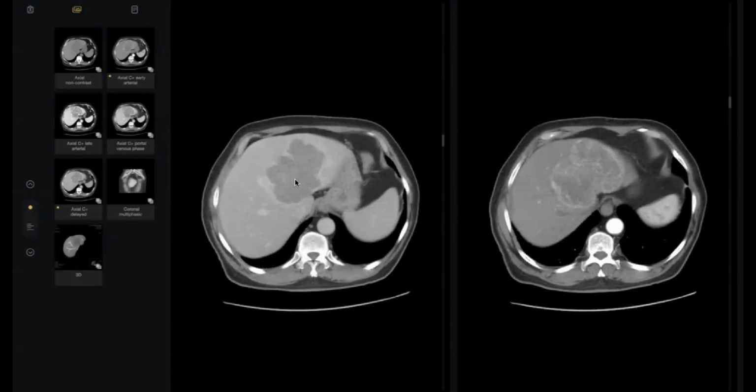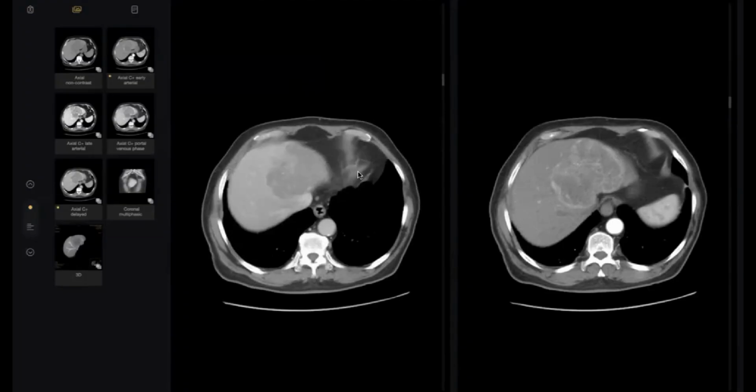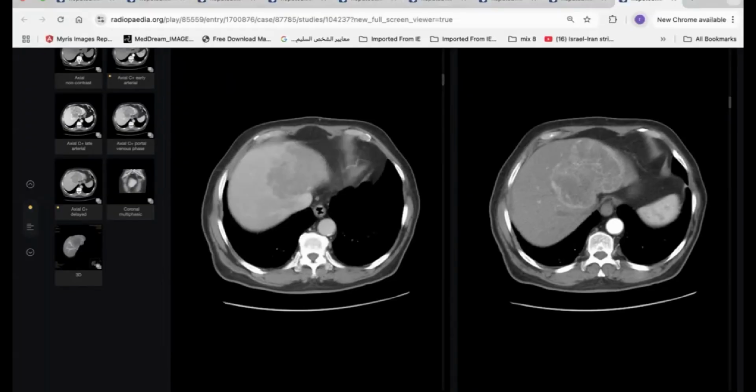Anyway, thank you, doctor, so much. It was a case of malignant liver lesion, most likely HCC, because of the central hyperenhancement and washout. Thank you, doctor, so much.